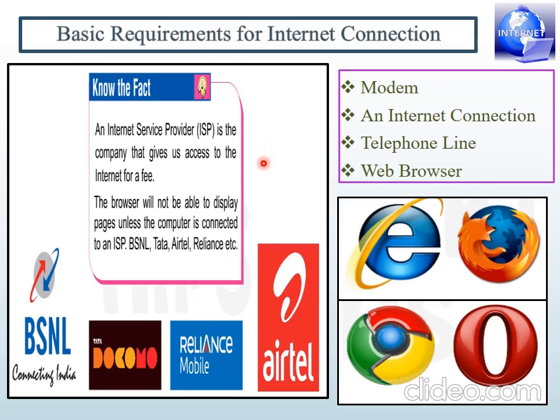So I have another fact for you. An internet service provider, which is called ISP, is the company which gives access to the internet for a fee. Though we have a telephone line, a web browser and a modem, we require a connection. It is like when we use a cell phone, we have various service providers like BSNL, Airtel, Vodafone, and so on. Likewise, we also need a company to get in touch with to get an internet connection.